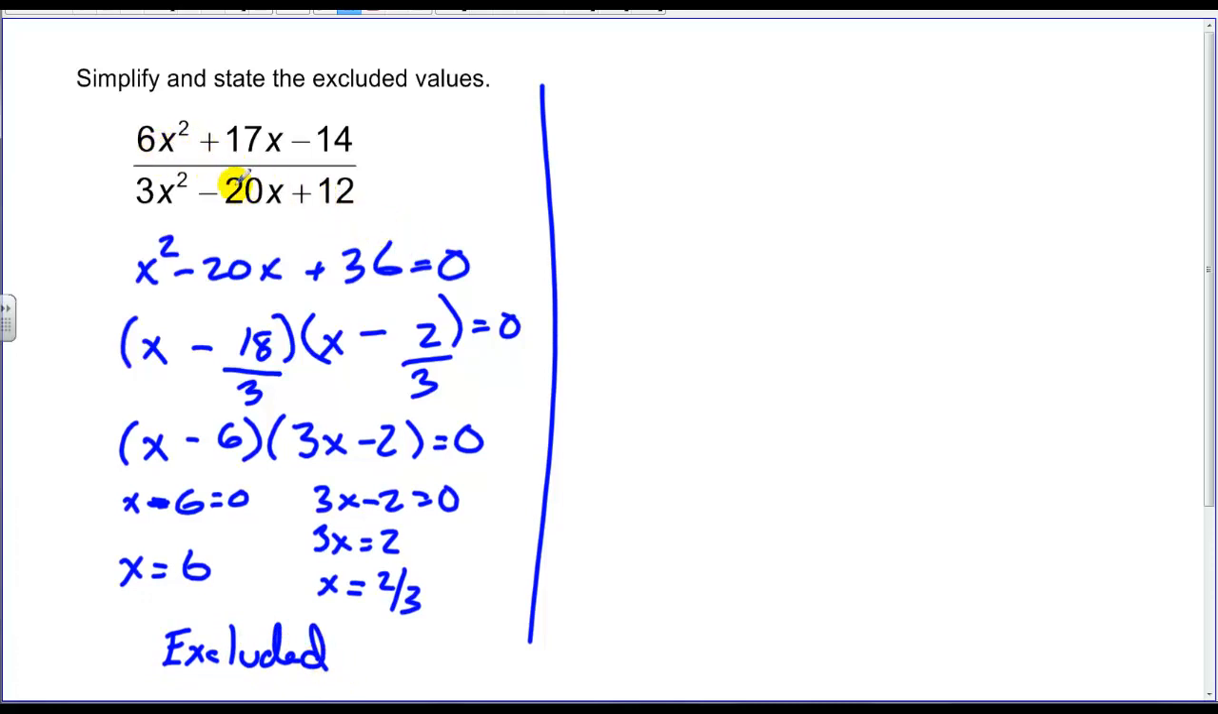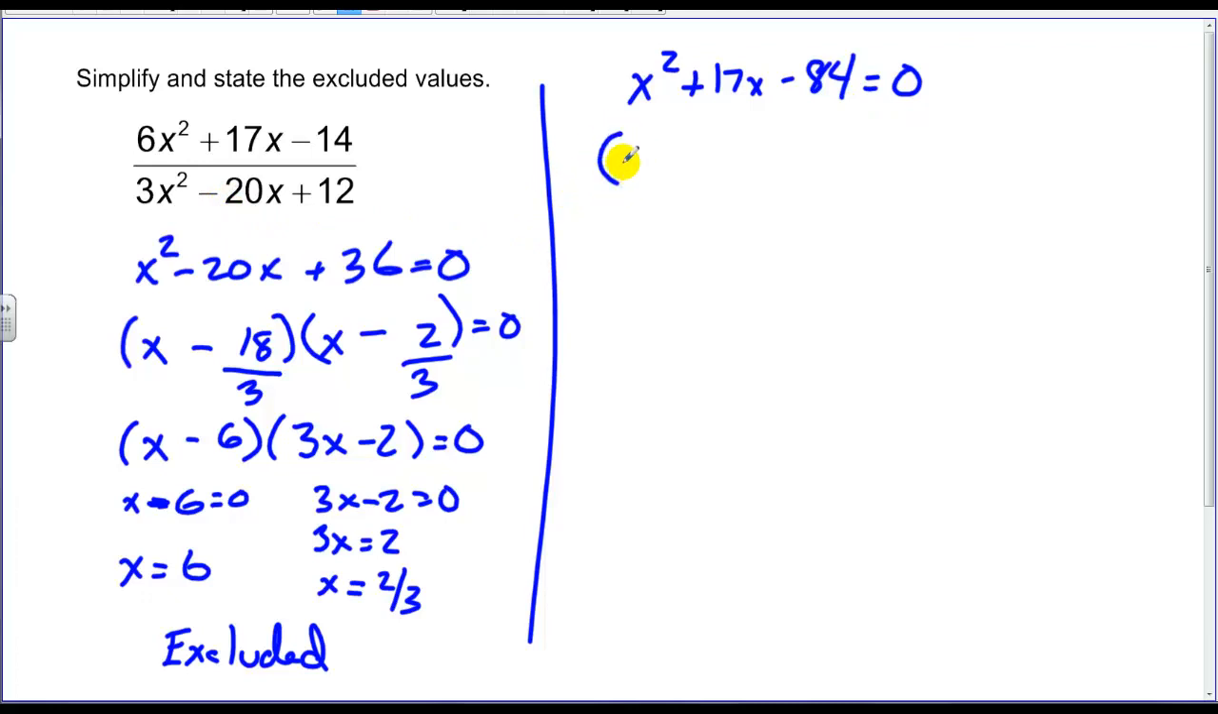Now we'll have to factor the numerator. Again, there's no common term, so I'm going to use a 5-step method there. I have x squared plus 17x minus 6 times 14 gets me 84 is equal to 0. We'll have to find out what multiplies to 84 and adds to positive 17. That's going to be 21 and 4.